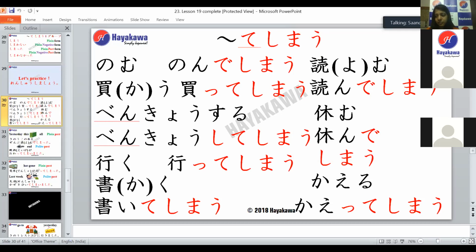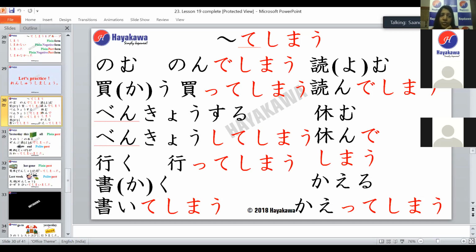Kaeru means to return, right? To go back home. When we say kaeru, we are talking about returning or going back home. So the te shimau form, what will it be? Kaete shimau. Very good, Siddharth. So it becomes kaete shimau. So these are all the verbs, right?